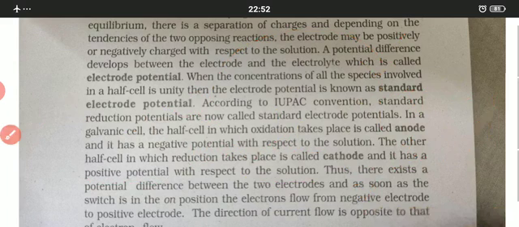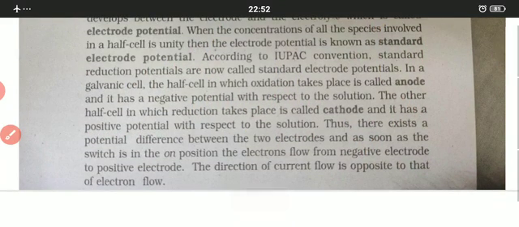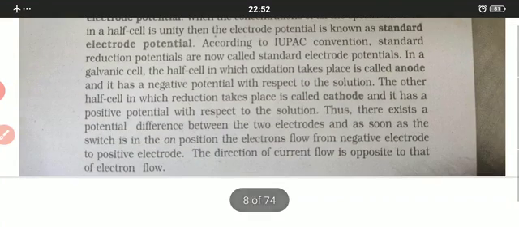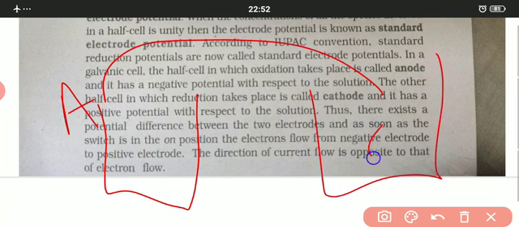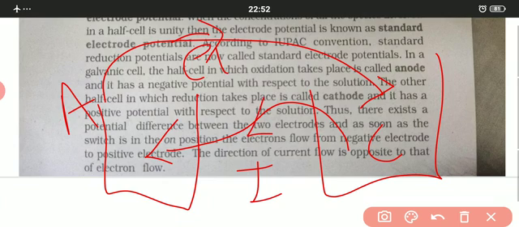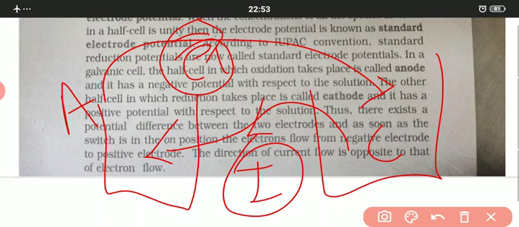The direction of current flow is opposite to that of electron flow. This means if electrons move from anode to cathode, then current flows from cathode to anode. So current flows from cathode to anode and electrons flow from anode to cathode. The directions of electron flow and current flow are always opposite. Remember this for MCQs as well as for conceptual questions.